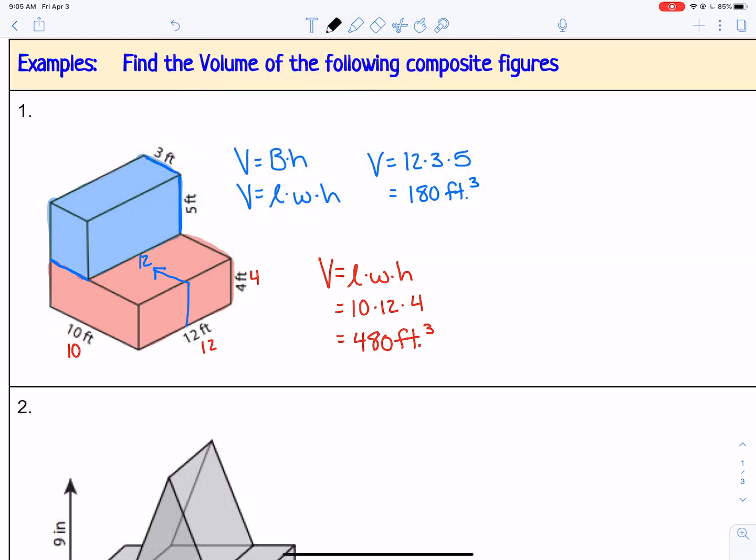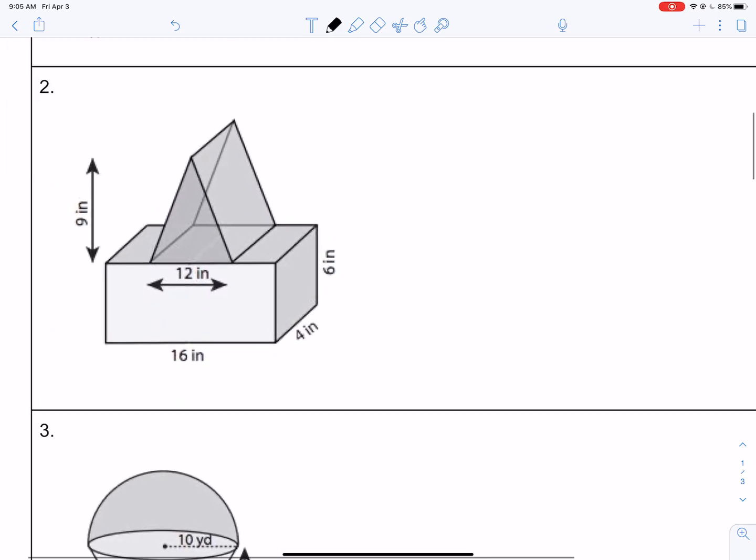And then we just have to add those together to get the volume of our composite figure. So we would say 480 cubic feet plus 180 cubic feet gives us a grand total of 660 cubic feet. And so that would be the answer for this first example. All right, so let's look at a different looking composite figure.